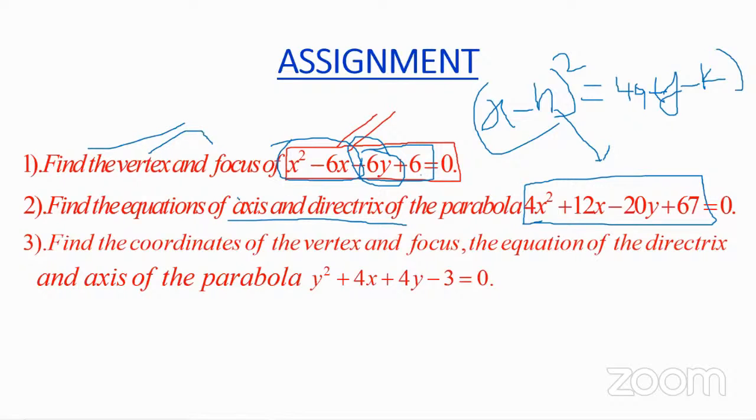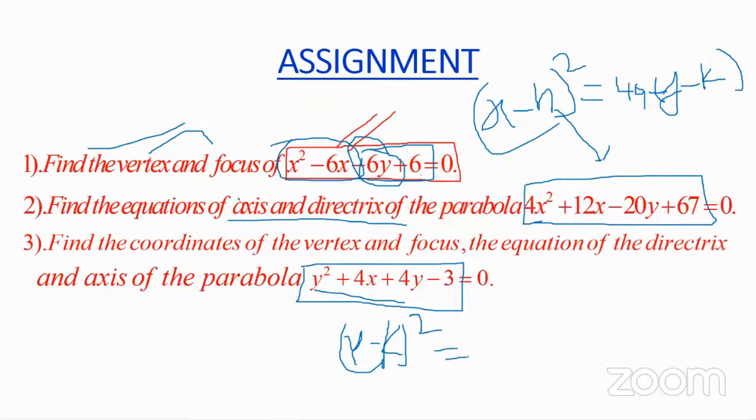For practice purposes, now you have to find all four in one equation, that is y square plus 4x plus 4y minus 3 equals 0, which is in the form of y minus k whole square equals minus 4a of x minus h.